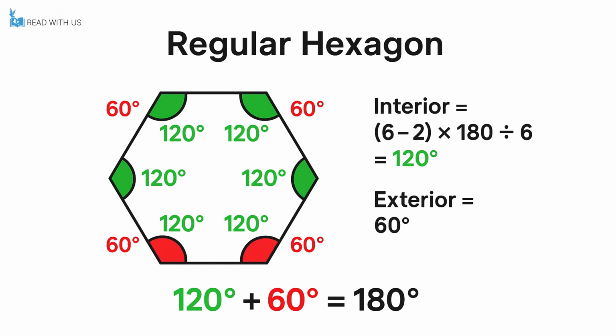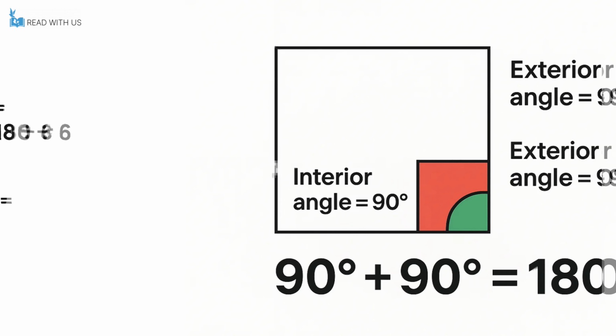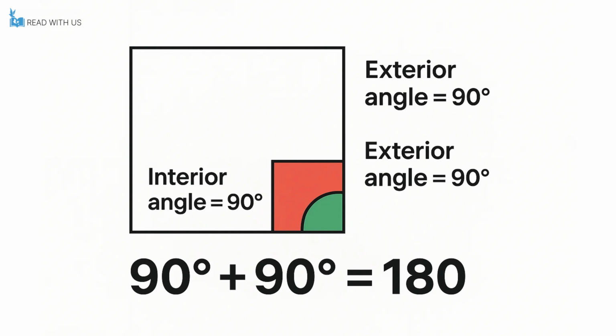A regular hexagon has 6 sides. Interior angle equals (6 - 2) multiplied by 180 divided by 6, which equals 120 degrees. Exterior angle equals 60 degrees. Notice 120 plus 60 equals 180 degrees. In a square, each interior angle equals 90 degrees and each exterior angle equals 90 degrees. Together, they still add to 180 degrees.